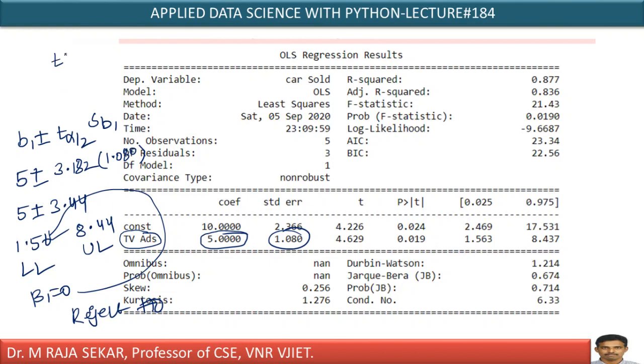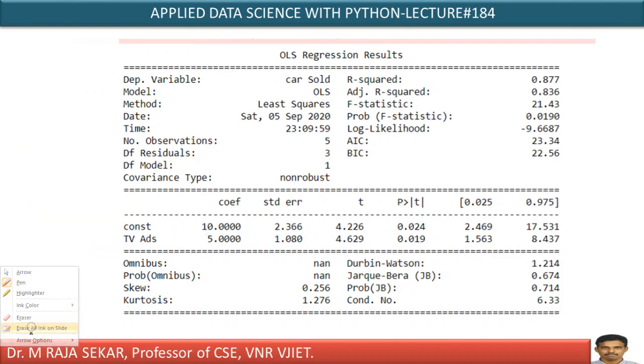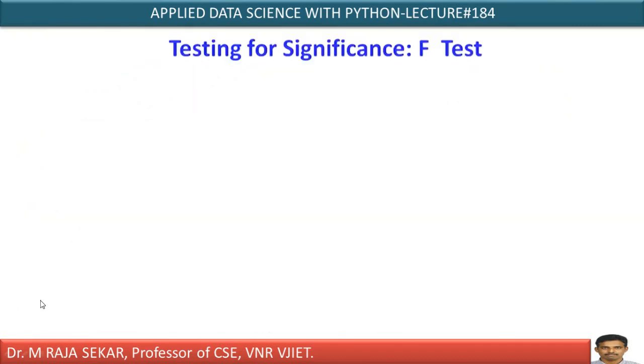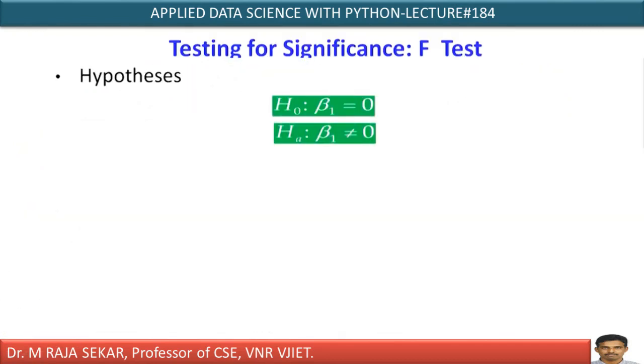This is the confidence interval approach. I already discussed the t value approach, in which I used the t statistic, and I also used the p-value. Now this is the confidence interval approach. According to the confidence interval approach also, we are rejecting the null hypothesis H0. Now we will try to understand the F test. What is my F test?